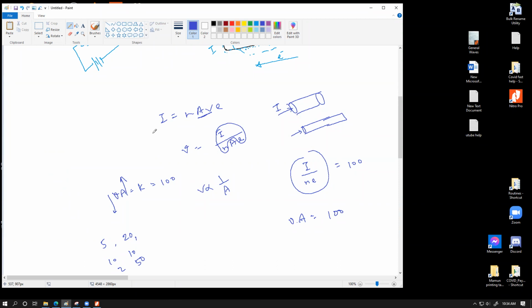Well, if all the variables are constant and only drift velocity increases, then obviously current will increase, because you can see the equation over here. If you take n a constant, I can write I proportional to V. So if V goes up, I also goes up by the same proportion.